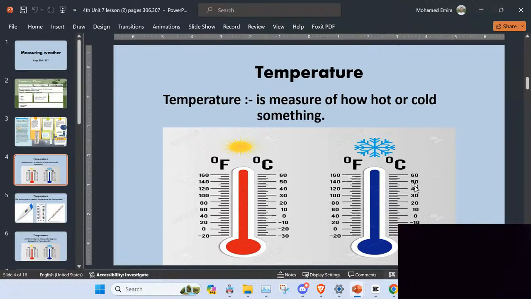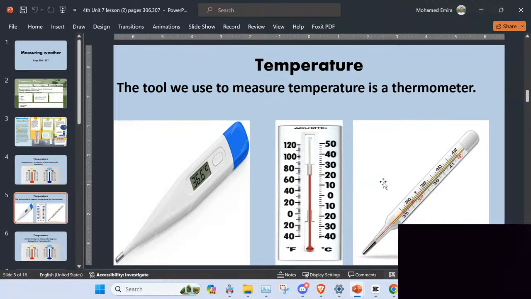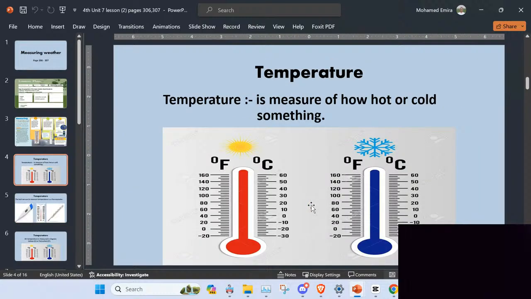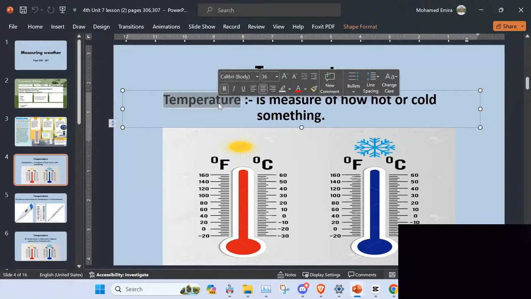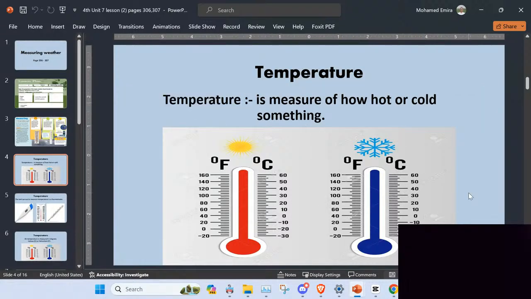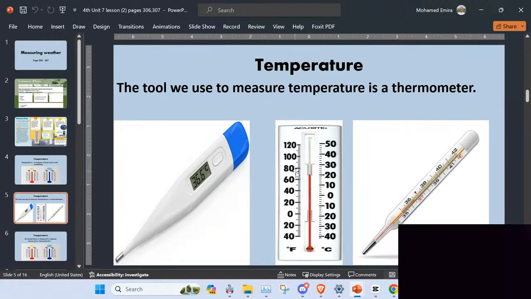Before we look at this picture, let's see some real life thermometers. Each and every one of these is called a thermometer. They are different in shape, they are different in size, but they all have the same idea. There is a metal piece here, here, and here. It touches the body that you want to find the temperature of, and it gives you the temperature in two scales. So the first thing we need to learn is that temperature is measured, and it's measured by a tool or an instrument called a thermometer.